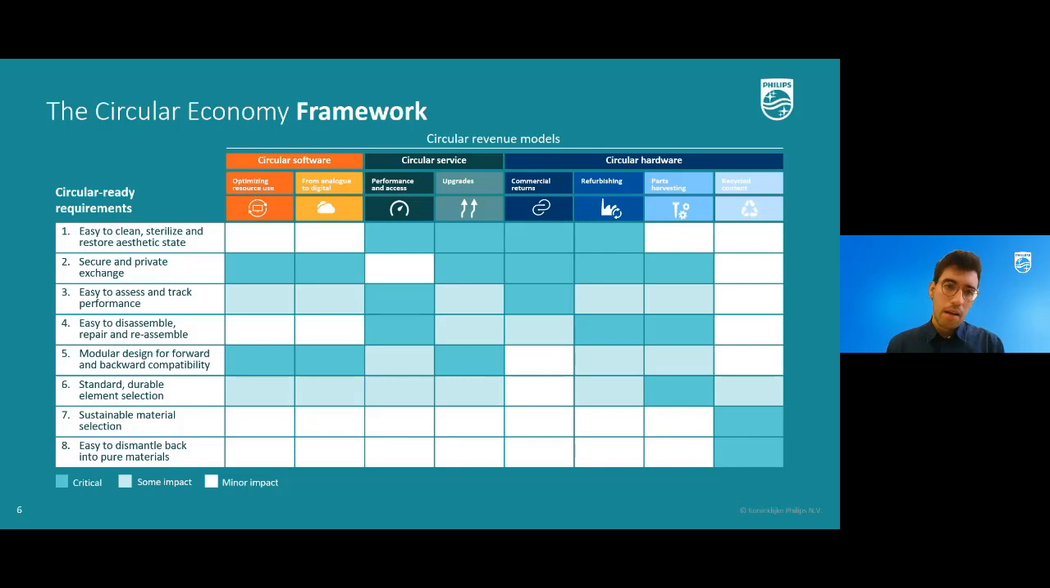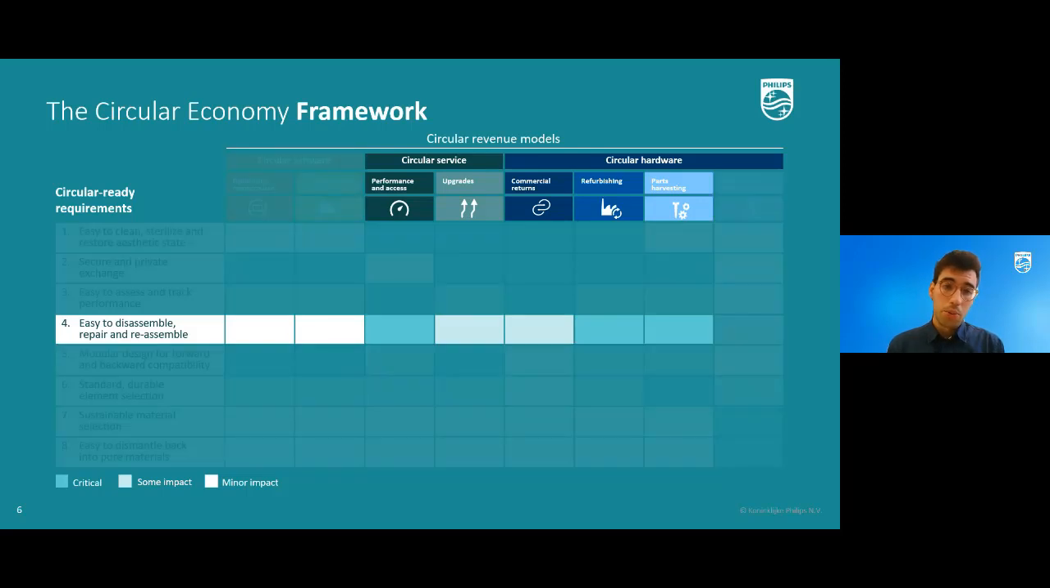And from this matrix, you can also see, for instance, how the requirement that in this framework is called easy to disassemble, repair, and reassemble, that in more technical terms is what we call design for disassembly, is actually very relevant for multiple circular revenue models, for instance, refurbishment, but also part harvesting and different services.